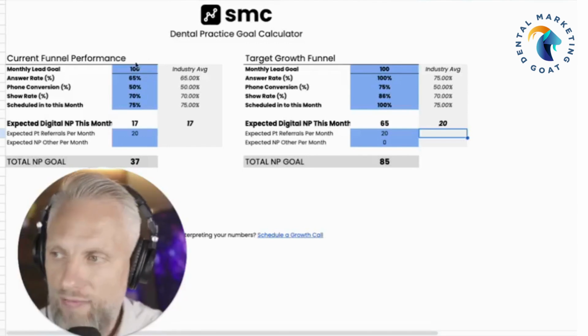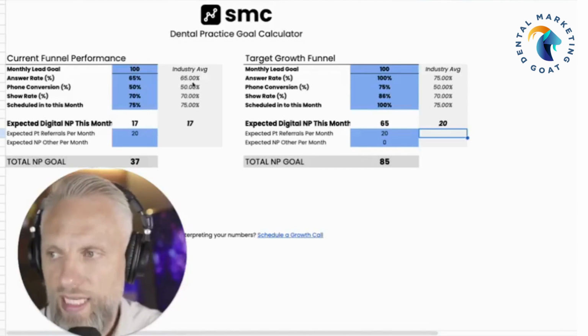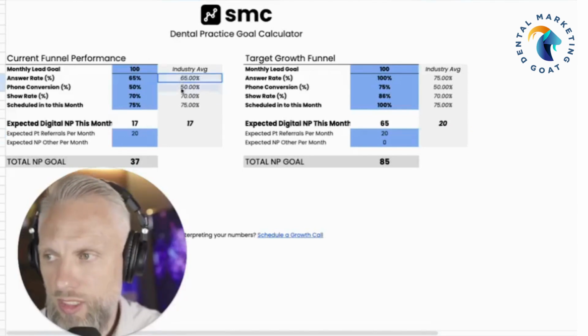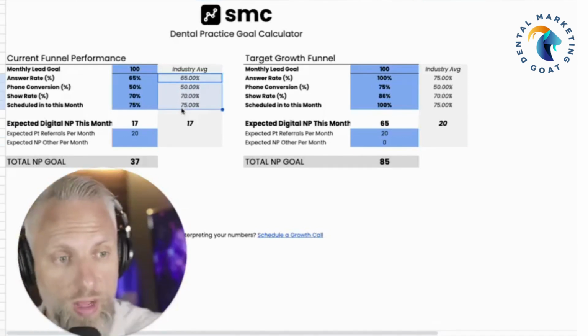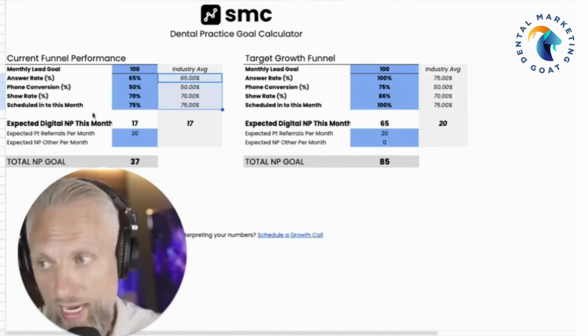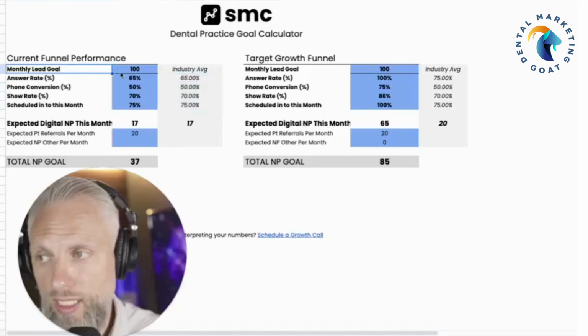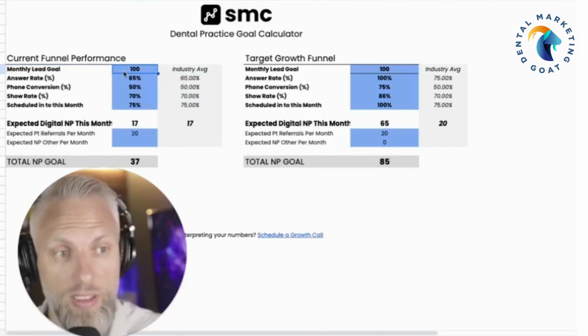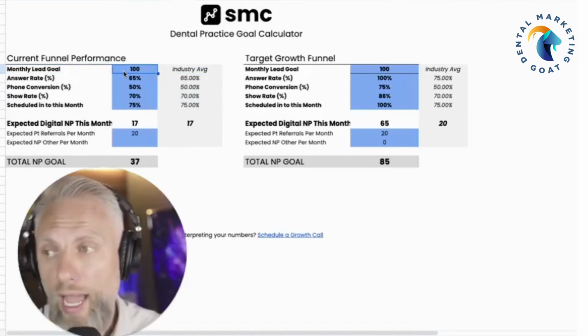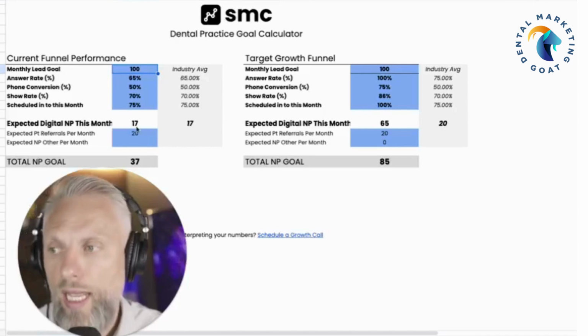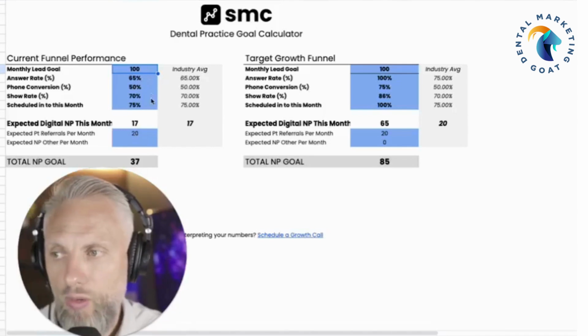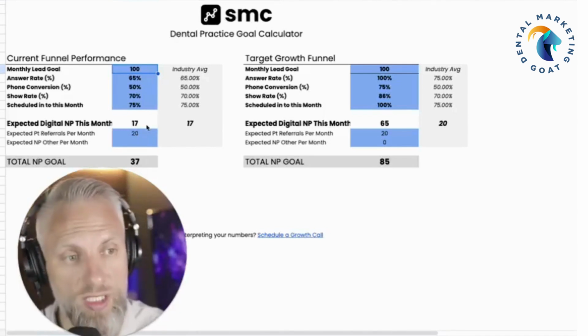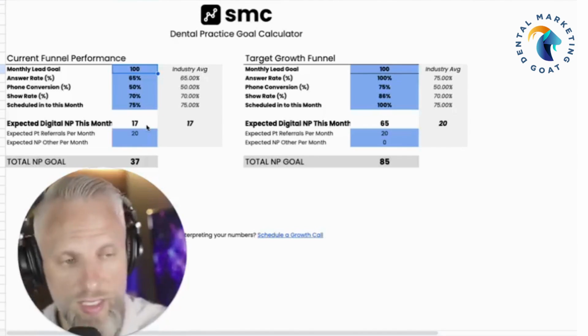So the left column here is going to just be industry average. So all these numbers in here, what the average dental office does in these categories, okay? And we're assuming that they're getting 100 leads. That's a lot of leads. So we're assuming they got 100 actual leads. And we are going to work through each of these and just look at what the industry average is. And if you don't track these, you're probably around the industry average.